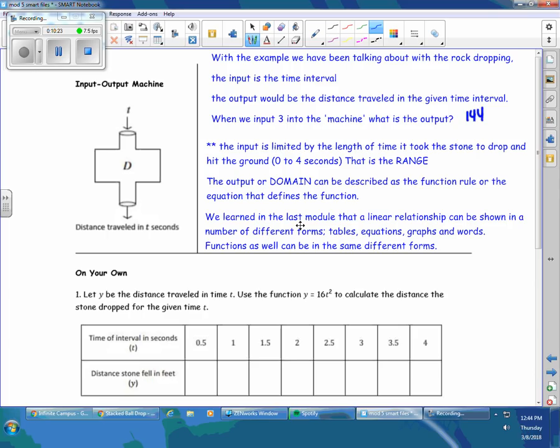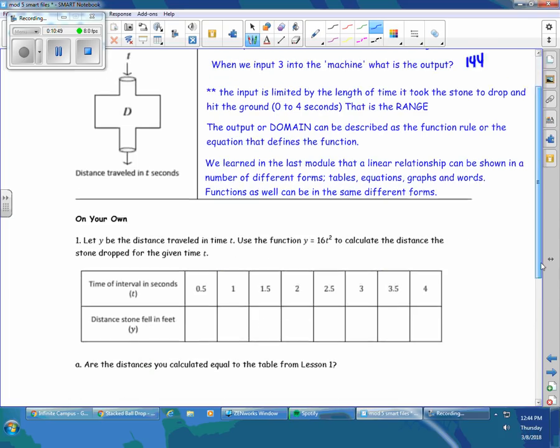So again, range, input, domain, output. Okay, we learned in the last module that a linear relationship can be shown in a lot of different forms: tables, equations, graphs, and words. Functions are the same. They can be presented in all the same forms. And actually, our table that we've been using, our upright table, is now a flattened table. And again, there's no difference.